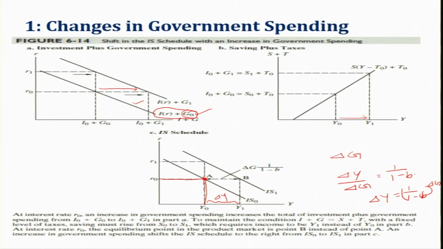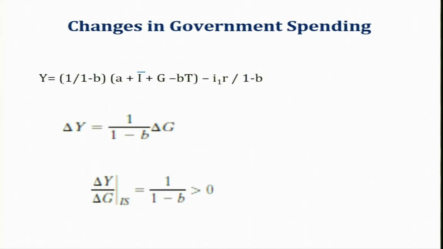In contrast, if there is a decrease in government expenditure compared to the previous year, or it is better to say an increase in tax, then the curve will shift leftwards. So coming back to what I showed in the previous slide, with changes in government expenditure, the increase in income del Y is 1 by 1 minus B times del G.